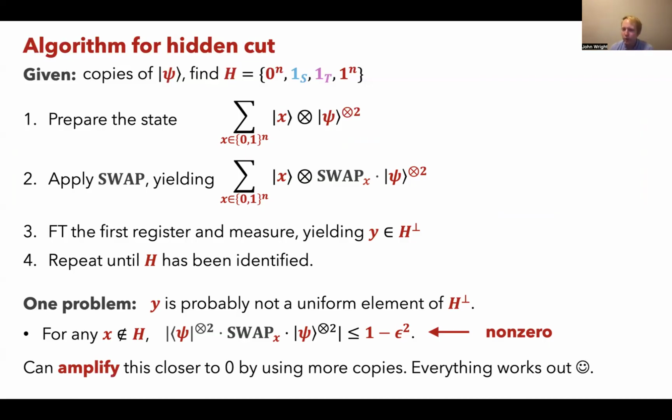And the fact that it's not uniform means that you may need to take more and more samples to construct h. But it turns out we have a trick where you can actually amplify this overlap down to zero just by using more copies. And so trust me, everything works out fine, and we are able to get our n over epsilon squared number of copies.